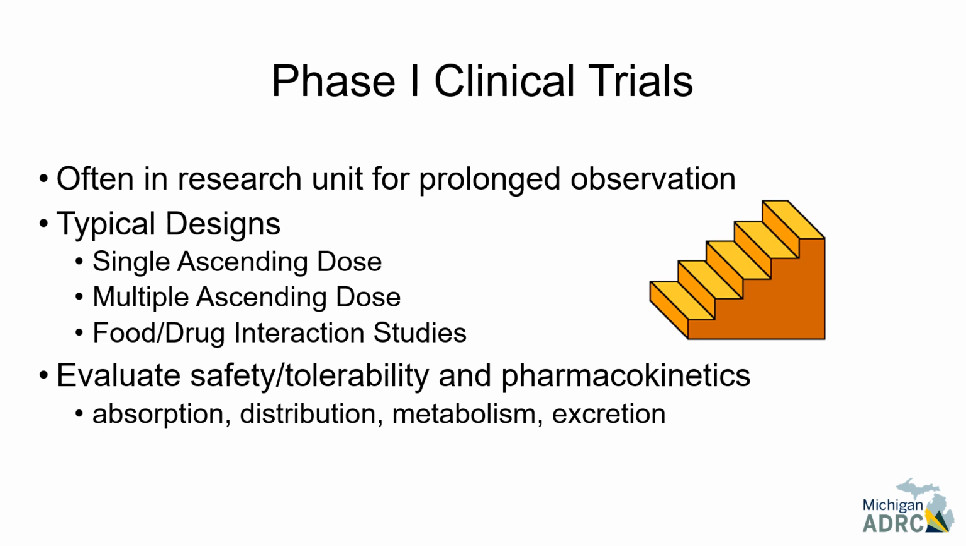There can be a variety of designs of trials in the phase 1, starting with a single ascending dose where one or more individuals gets a single dose of the drug to determine where it goes and how long it lasts, and whether there are any side effects. If there are no concerning side effects, then another group of individuals may get a slightly higher dose of the drug.